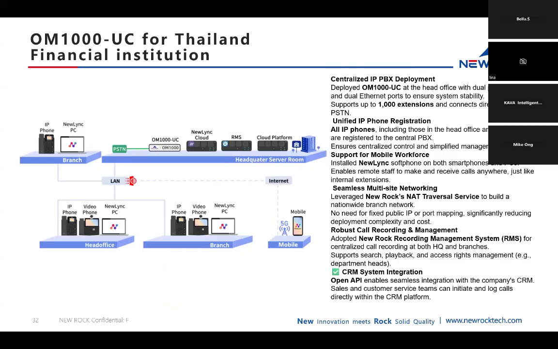Over here, they deploy an OM1000TE at the head office, with dual power supply and dual internet ports to ensure system stability. The HQ and branches are registered to the head office to ensure centralized control and simplify management. They also install the New Link application on smartphones and PCs, allowing staff to make and receive calls anywhere. Besides, they are also using the New RockNet traversal service to build a nationwide branch network. Customers need no fixed public IP or port mapping, which significantly reduces deployment complexity and cost.